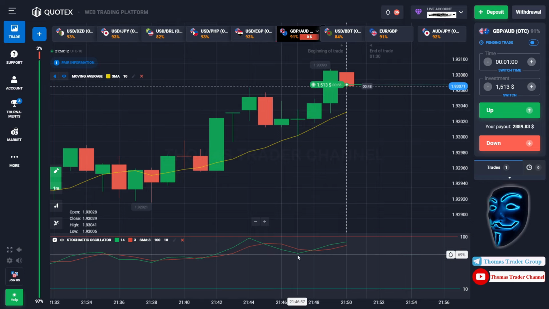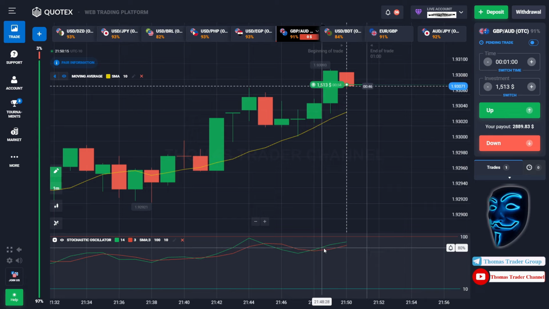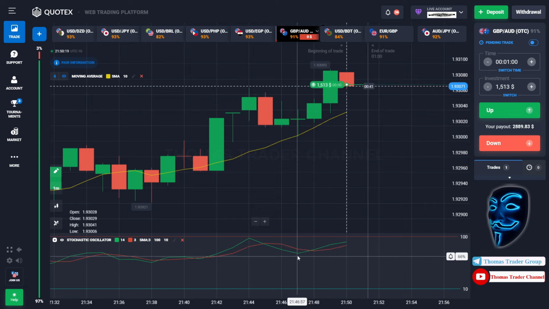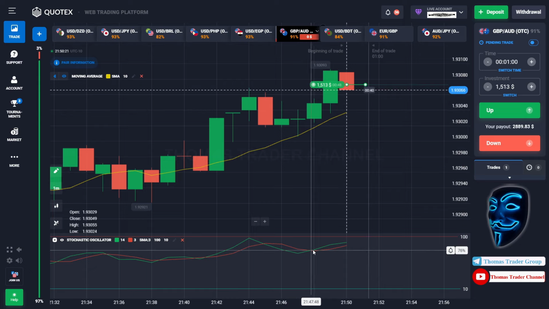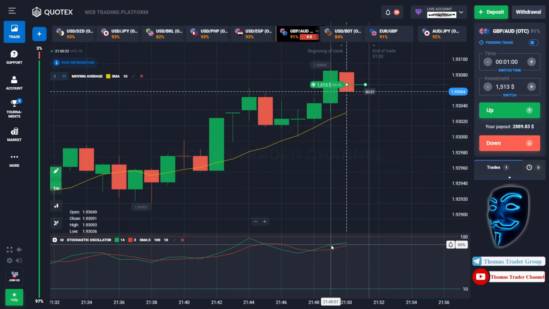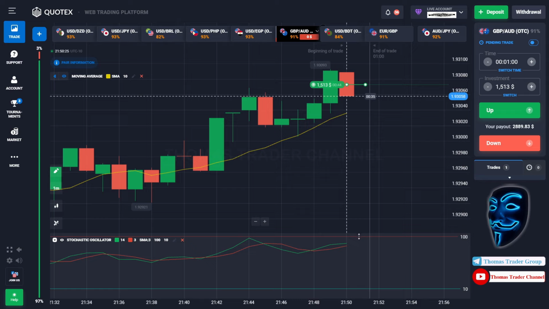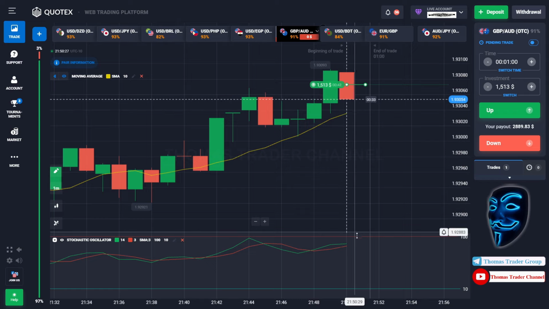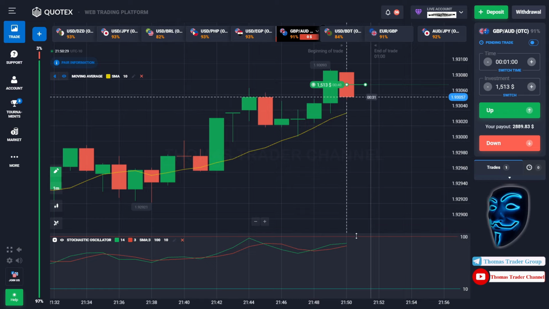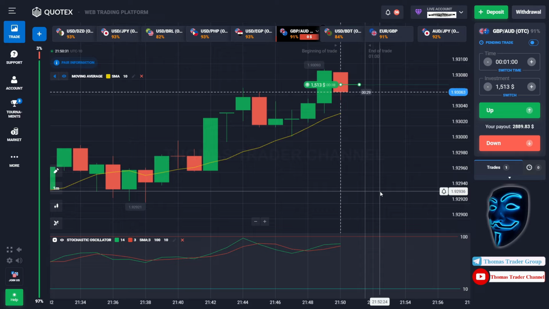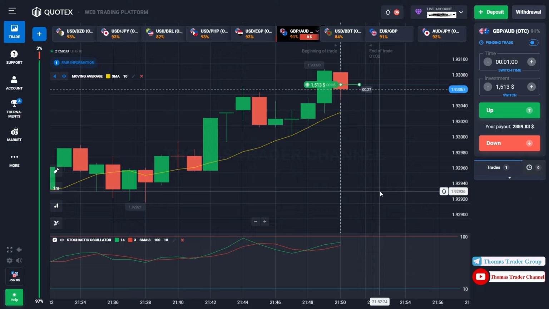As you can see, the stochastic oscillator is facing bullish trend. I'm sure that the market will still continue the bullish trend, and it will find the overbought area over here. Let's prove it and let's wait till the end of our trade.